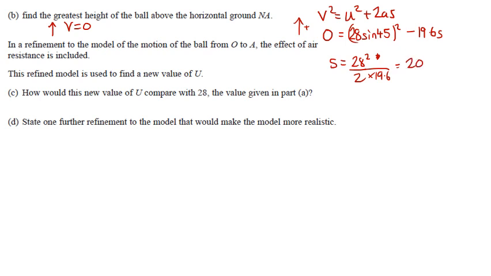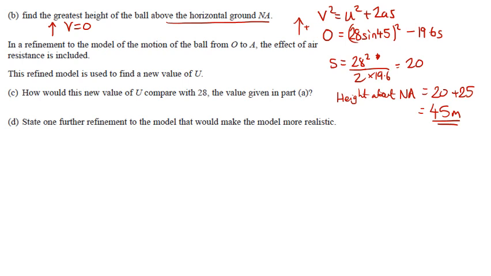So that means it's gone up 20 from where it started, but the question is asking, what's the height above the ground? So the height above the ground is going to be that 20 meters plus 25 meters, which it is above the ground. So 45 meters in total.